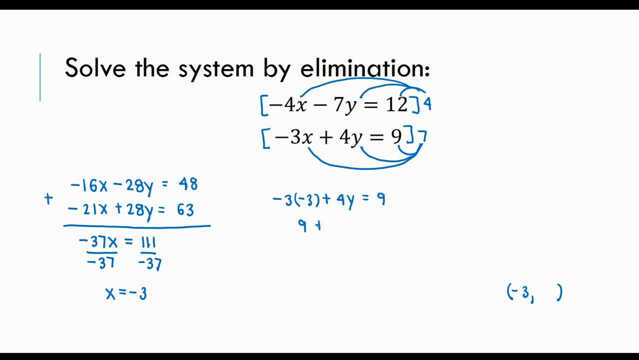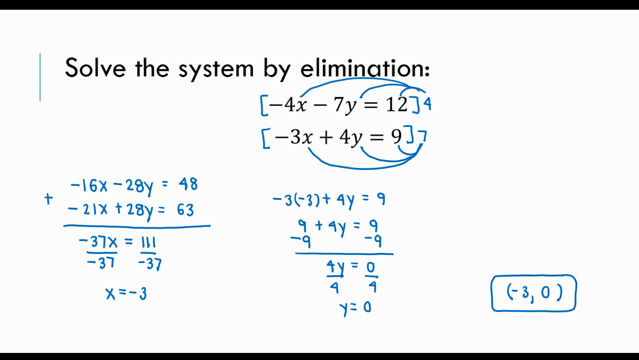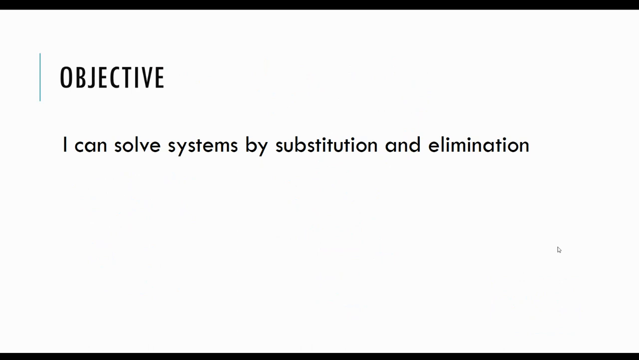Negative 3 times negative 3 is positive 9. I'm going to then subtract 9 over to the other side. That gives us 4y equals 0. I have to divide both sides by 4, but 0 divided by anything is 0. So y is 0, so my solution is negative 3, 0. And so that's us solving systems by both substitution and elimination.